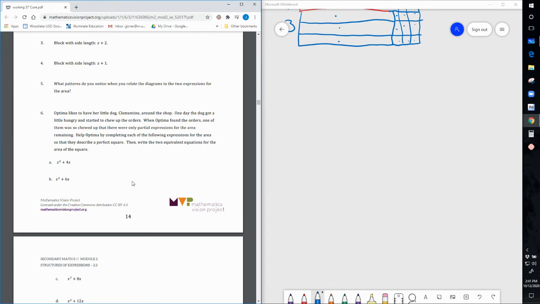So let's go ahead and just look at 6a, and I'm going to go ahead and do that one for you. Okay, that way you know what's going on. So your equation is x squared plus 4x. You need to draw an area model that represents this. So how would we get x squared plus 4x? Remember, we're going to be making a square. So if x squared is here, but those x's, those are my rectangles.